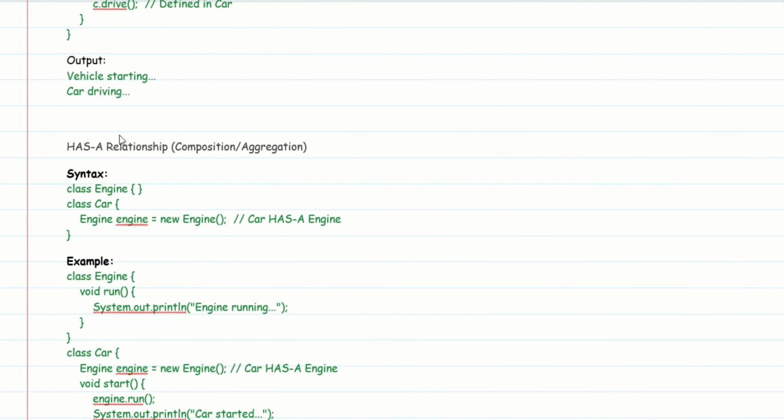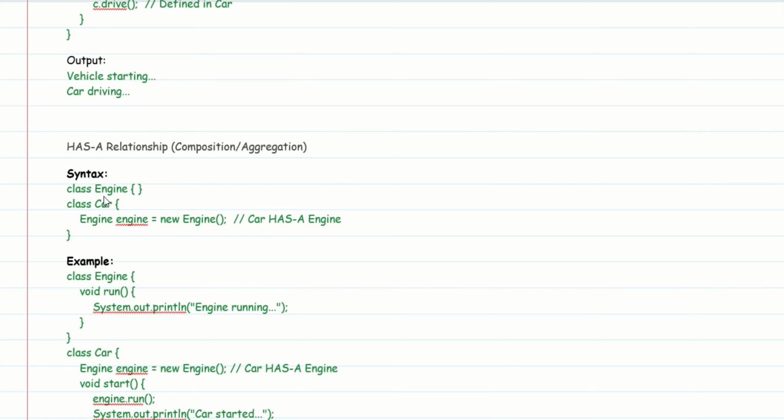When you consider the has-a relationship, it's a relationship which represents a composition, when one class contains a reference of another class as a member variable. So if you are creating an object of another class within a class, you can say it has a relationship.